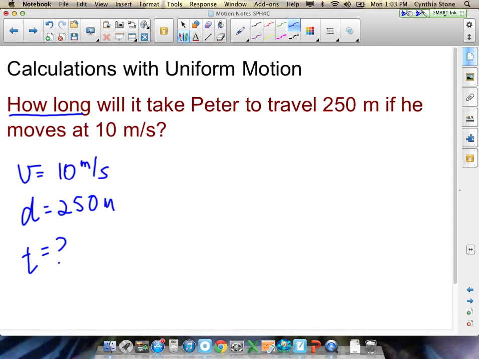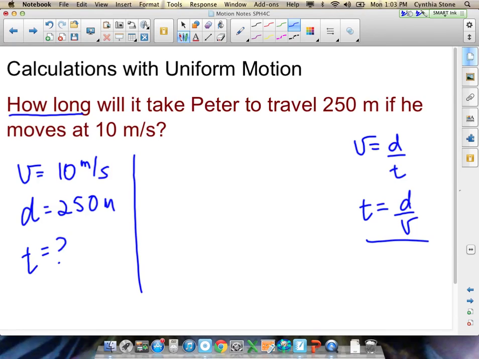So just looking at our formula, we know V equals D over T. I can rearrange that to say T equals D over V. If you can't follow that rearranging, I'll help you in class with it. But basically, I'll just bring T to the top of both sides and then divide by V. Anyway, so this is the formula I use. And I'm going to substitute in and say T then is 250 divided by 10. Better not use a calculator for that one.